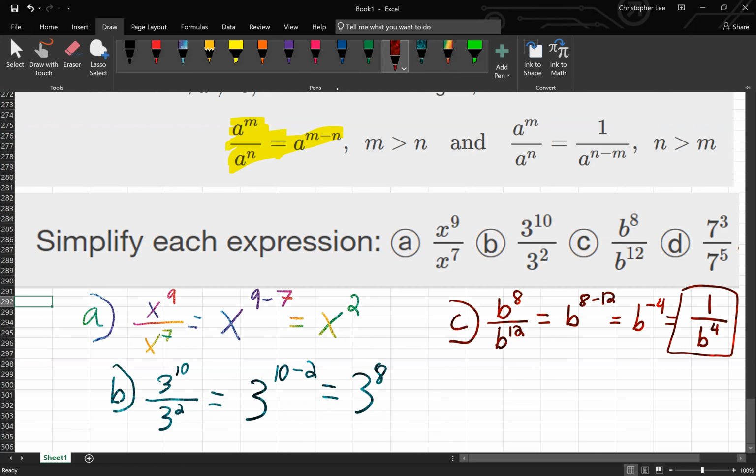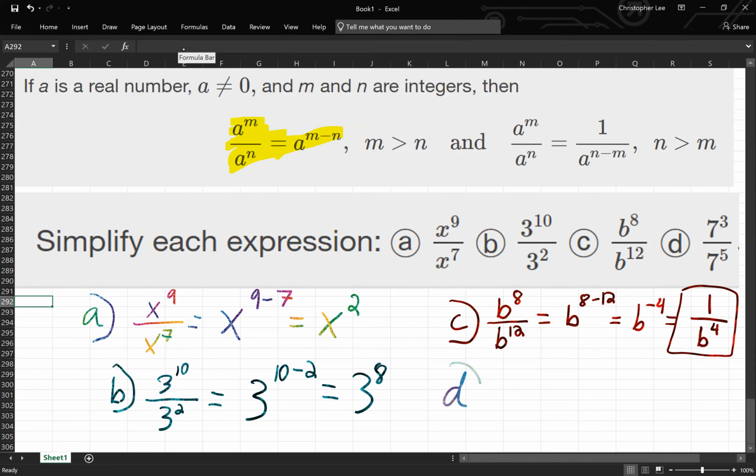Ran out of good colors. Let me see what this one does. Let's see if we can read that one. That's D, right? So I got 7 to the 3rd power over 7 to the 5th power, which becomes 7 to the 3 minus 5, which is exactly 7 to the -2. And then that's going to become 7 to the 2nd. Very good. Now, I happen to know what 7 to the 2nd power is. I know it's 49. Yippee.